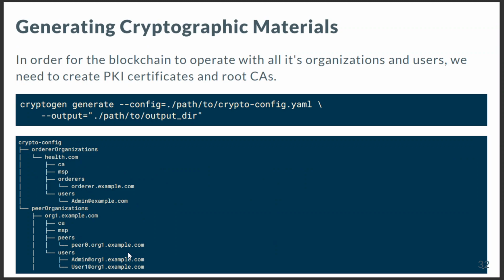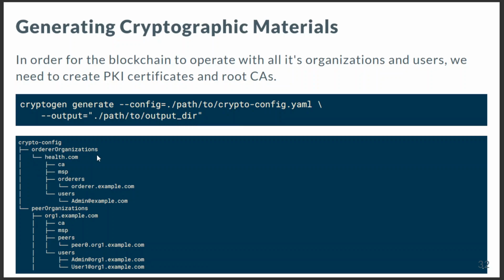So generating the cryptographic materials, we use this command to generate the PKI certificates and the root CA, that is the cryptogen. So you remember that we downloaded the Fabric binaries in the previous steps. That Fabric binaries contains that cryptogen tool. So we use the cryptogen tool to generate the cryptographic materials. So we set the config path to the crypto config YAML and the output path to a directory, that is the crypto config directory. And this is the directory structure.